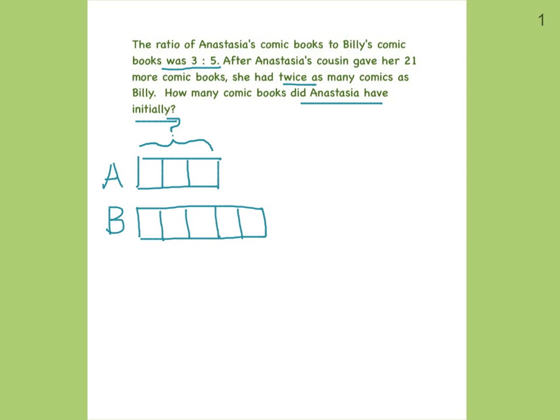It said, after Anastasia's cousin gave her 21 more comic books, she had twice as many comic books as Billy. Well, let's think about it like this. Billy, we see, has 5 units, and in order for us to show that Anastasia has twice as many, that's the key thing here, we need to make sure that the ratio of what Anastasia has to what Billy has is 2 to 1. So I'm actually going to extend Anastasia's bar.